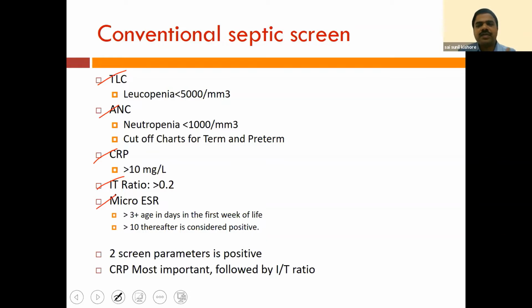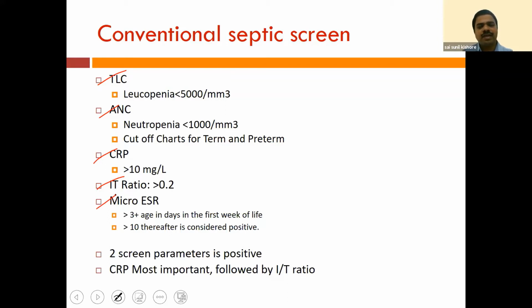And for the cutoffs, you need to look into the charts. For term babies, we have Monroe's charts, and for preterm babies, we have Mouzinho's charts. The neutrophil count has a wide range in the first 72 hours and subsequently also, between day 2 as well as day 3. So once you get the absolute neutrophil count, you plot that in the nomogram and see whether it is really abnormal or normal. And CRP is one of the most widely used parameters across most neonatal units.